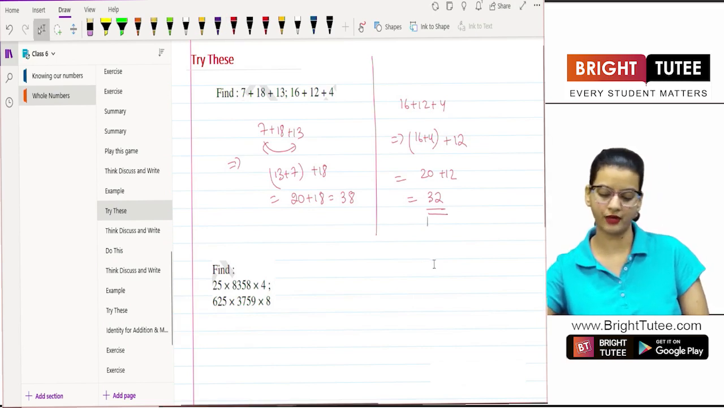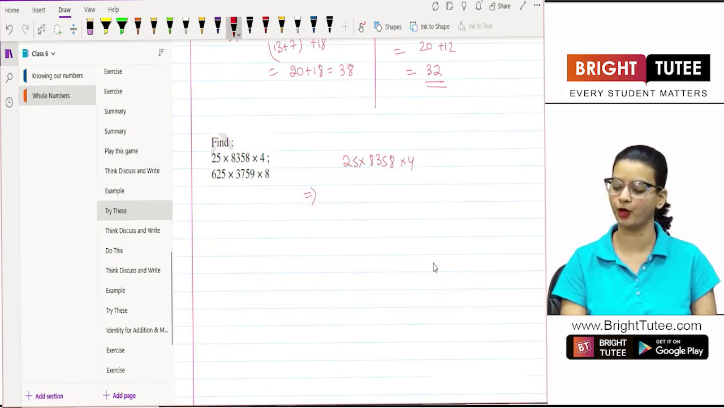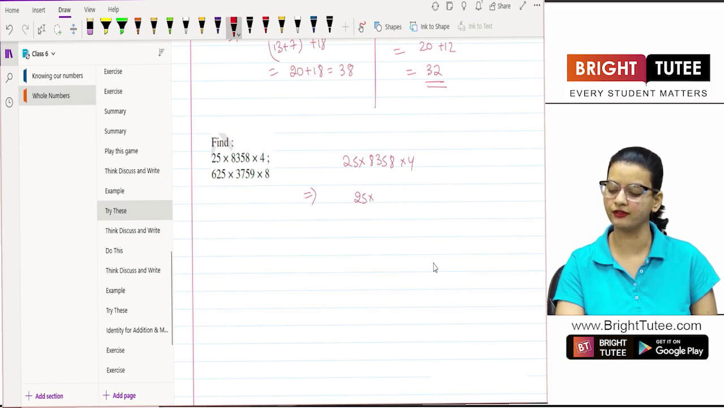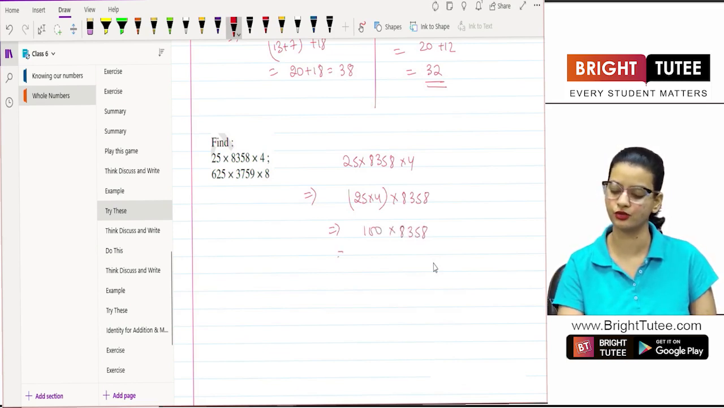Okay. Now let's find this over here. We have 25 × 8358 × 4. Now applying the properties, we can write 25 × 4 × 8358. We know that 25 × 4 is 100, so 100 × 8358. So what answer will we get? 8358 and then 0, 0.